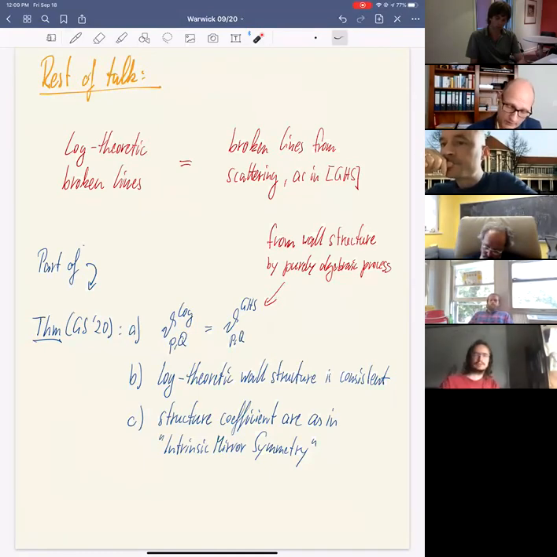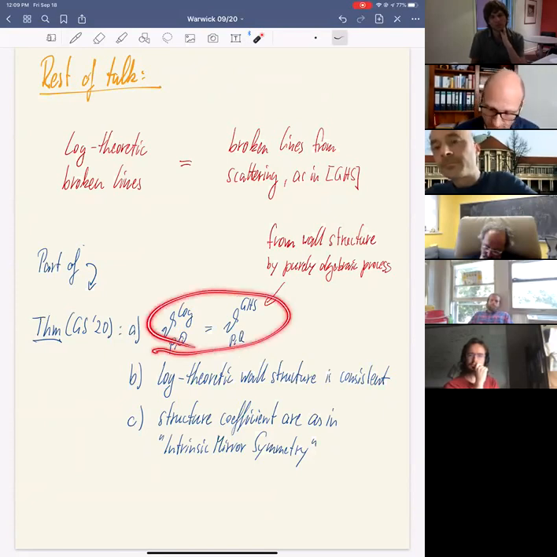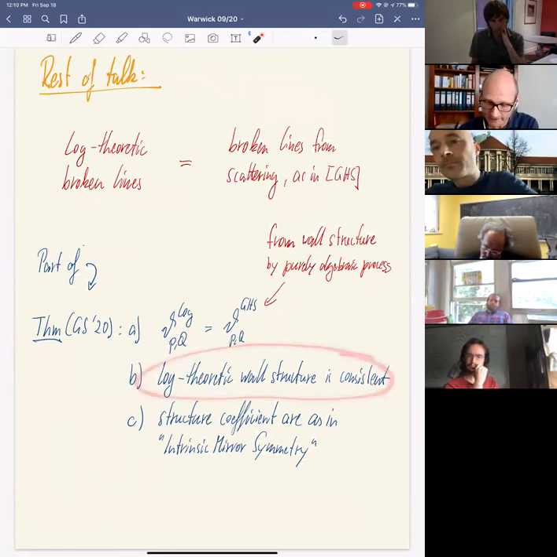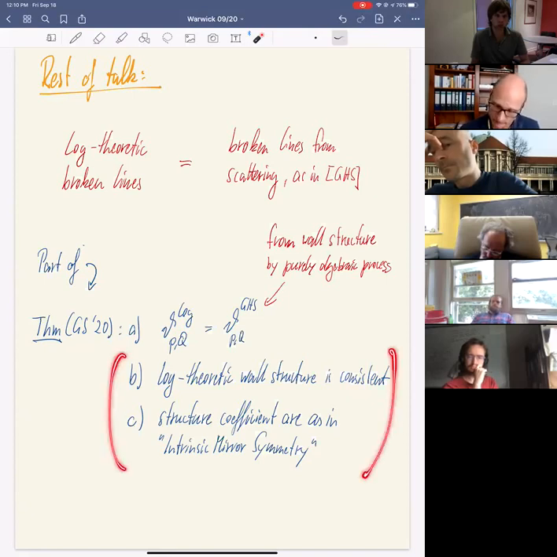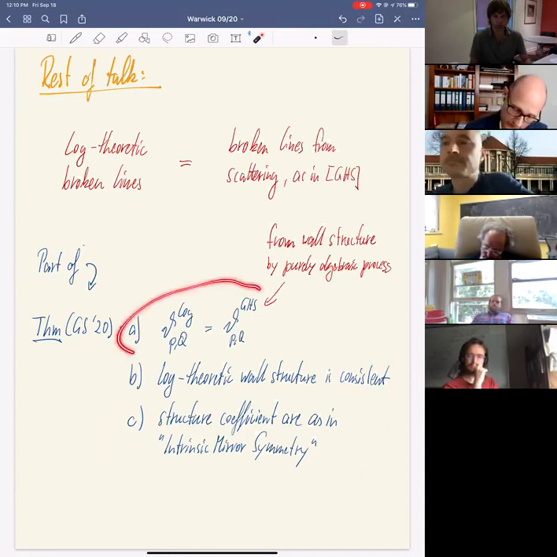Okay, so then this paper that was already mentioned with Mark, that is hopefully still coming out this year, apart from this thing, will also show that the log theoretic wall structure is consistent. So we can apply the procedure in this book to get theta functions. And the structure coefficients for these theta functions are exactly what we did without worrying about wall structures in the intrinsic mirror symmetry paper from last year. I'm not going to talk about these two points, okay? So I'll just talk about that aspect here.